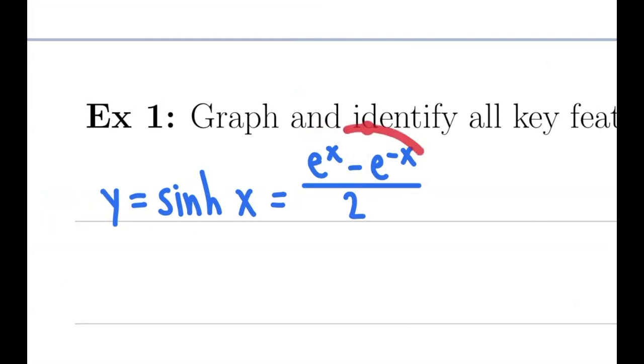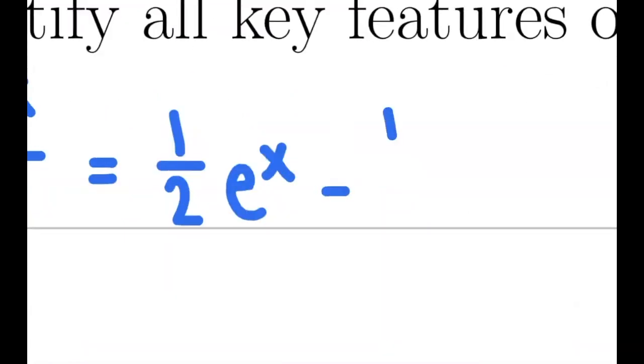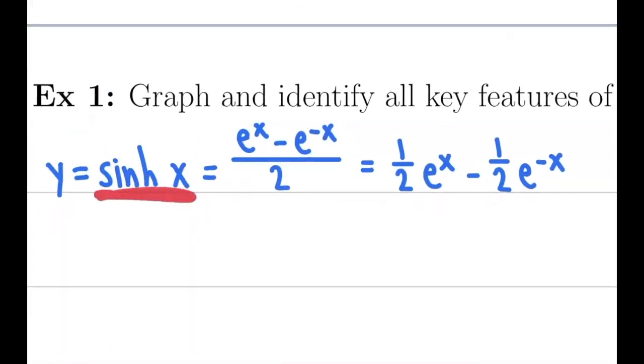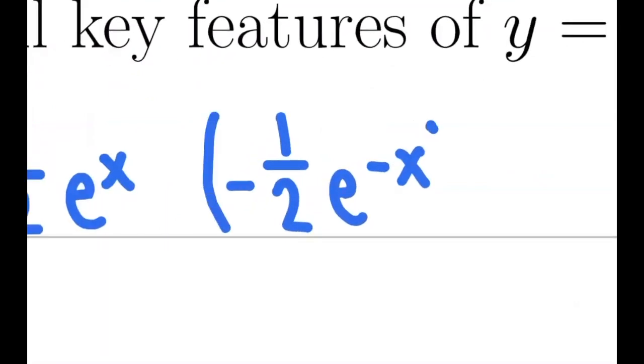And let's just split this fraction up. I'm going to write it as 1/2 e to the x minus 1/2 e to the negative x. So I'm just dividing each term by 2. If you want to graph sinh of x, you need to graph each of these exponential terms right here. We're going to look at this as a sum of two functions. Let me split this up so it looks like a sum. I'm going to write it like this.